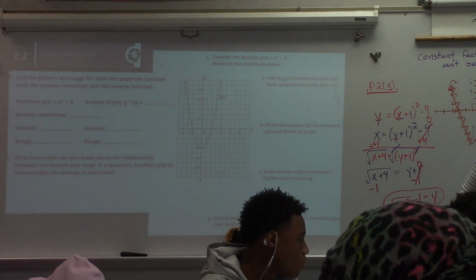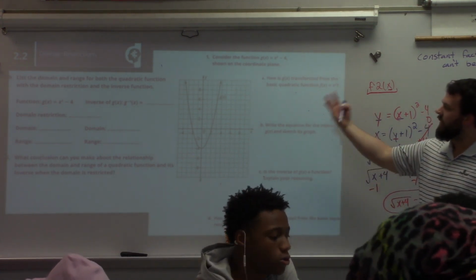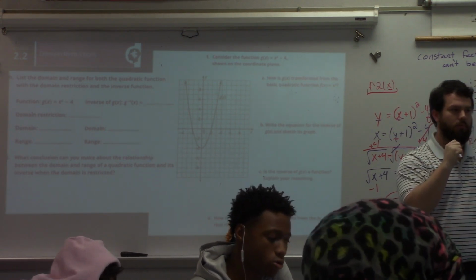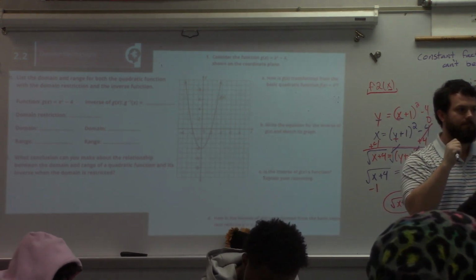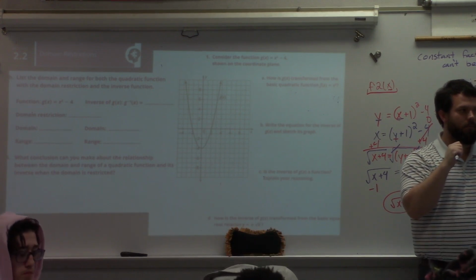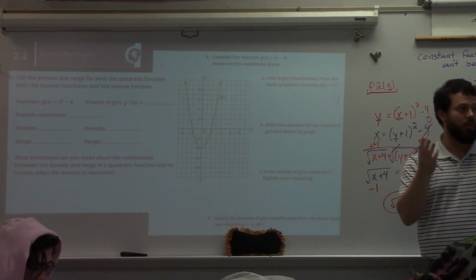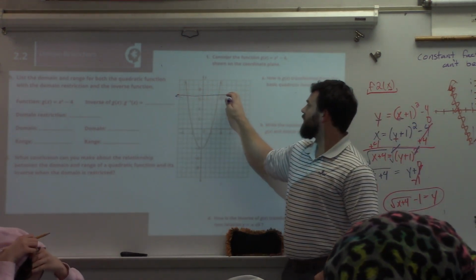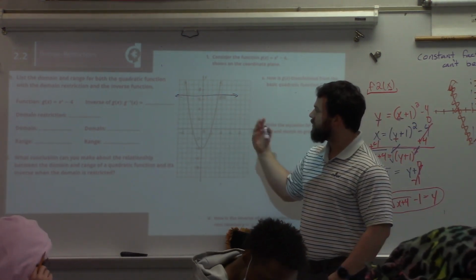All right. First things first, is this function invertible? Does it pass the horizontal line test? No. It does not pass the horizontal line test. I've got to restrict it. How am I going to restrict this function?